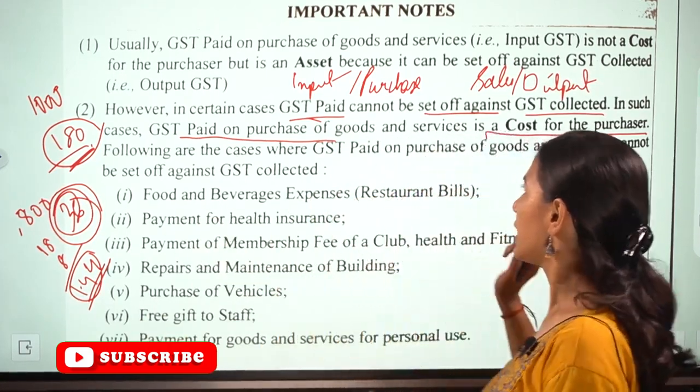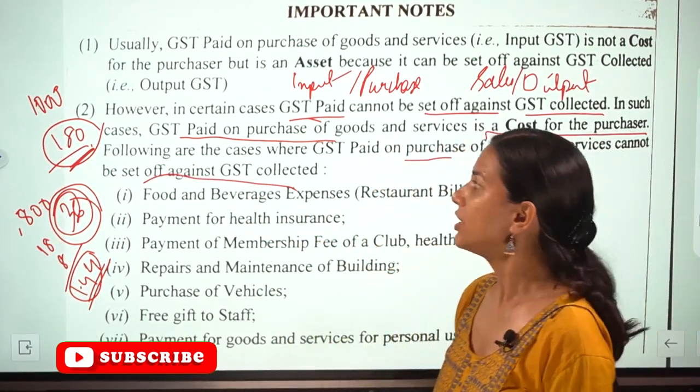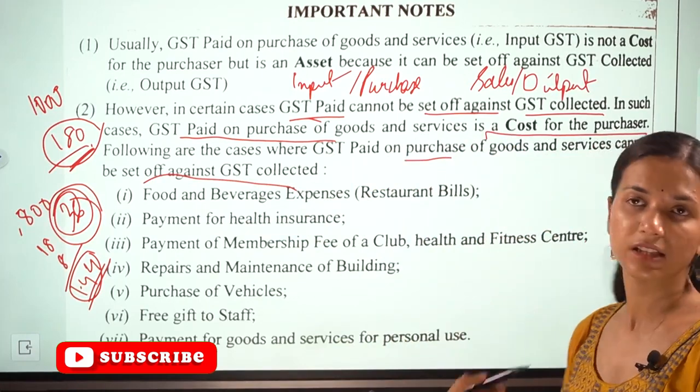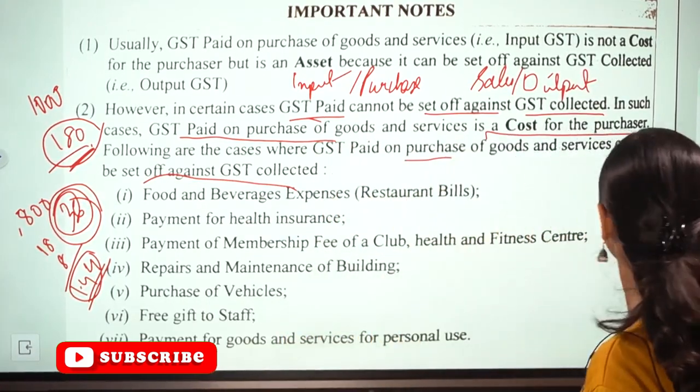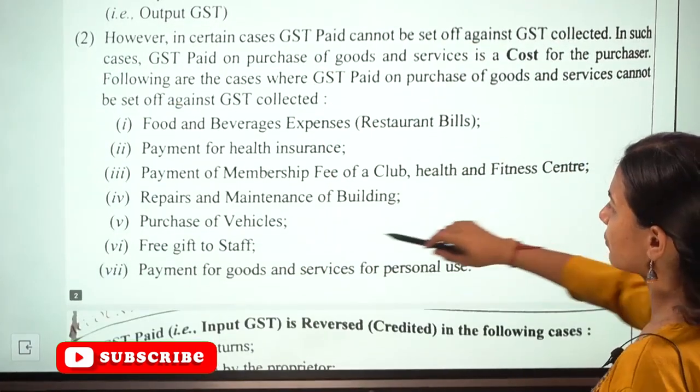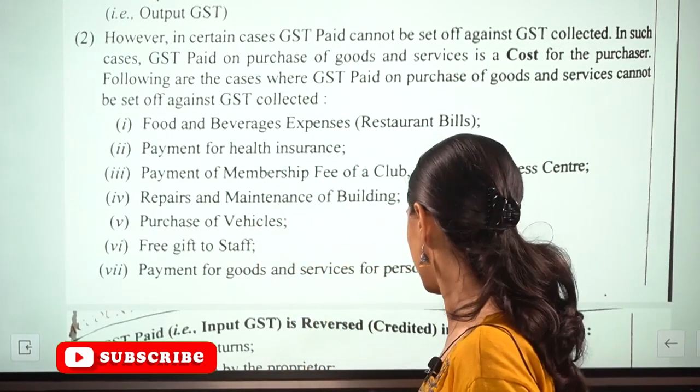So, following are the cases where GST paid on purchase of goods and services cannot be set off. There are some cases where GST paid cannot be set off against the GST collected. Let us see what the cases are. First is food and beverage.